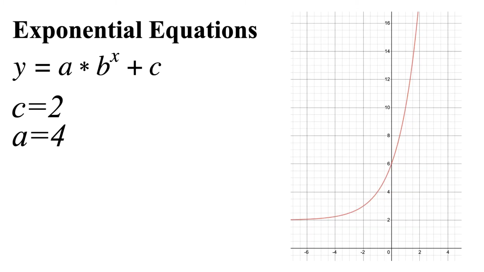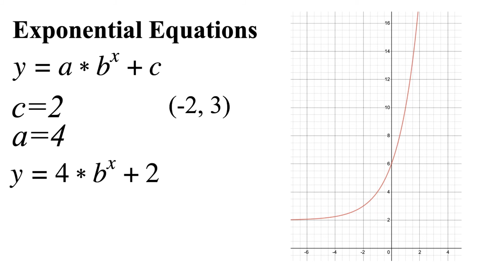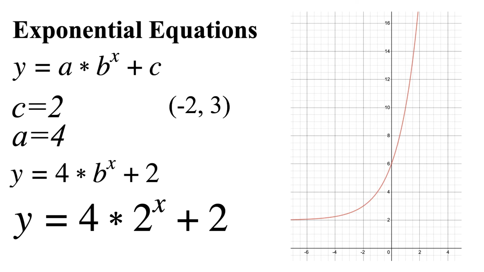Now we can plug in any known point to find the value of b. Let's plug in the point -2, 3. We can then solve the resulting equation to get a b value of 2. Therefore, our final equation is y equals 4 times 2 to the power of x plus 2.